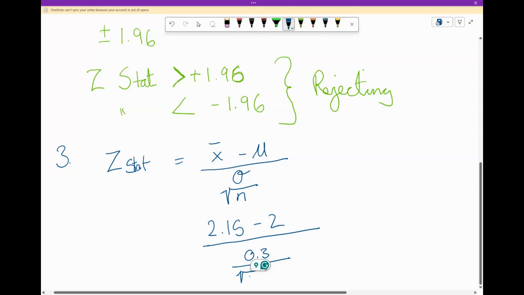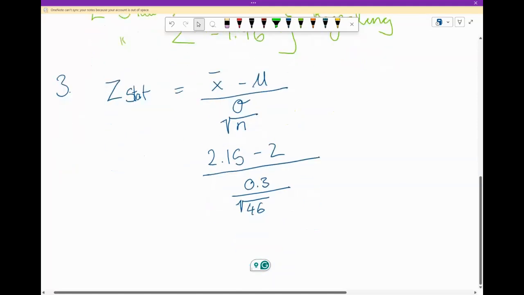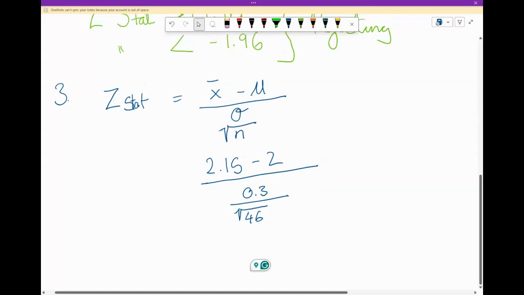N was what? What was the sample? 46. Okay, so these calculations are not foreign to us. Yes, we're calculating SE there. All of this is your SE, standard error.